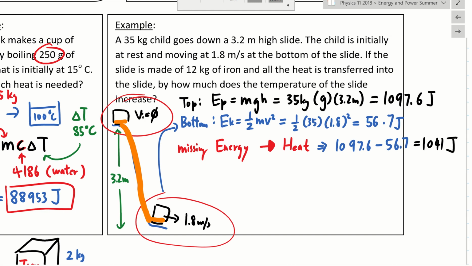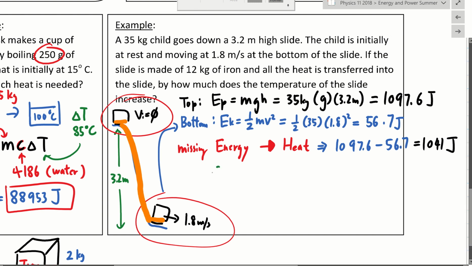So what happened to that? Now in real life, some of that energy is heating up the slide that you're sliding down, the iron, and some of that energy is actually heating up your butt, I guess, because your butt is rubbing against the iron. So it's actually heating up both objects. But let's make it simple and assume that only the iron slide is absorbing the energy. So the heat is heating up the iron slide.